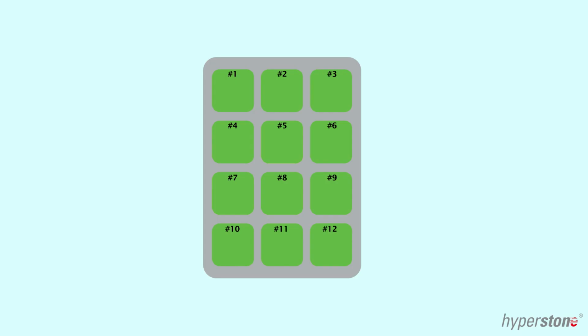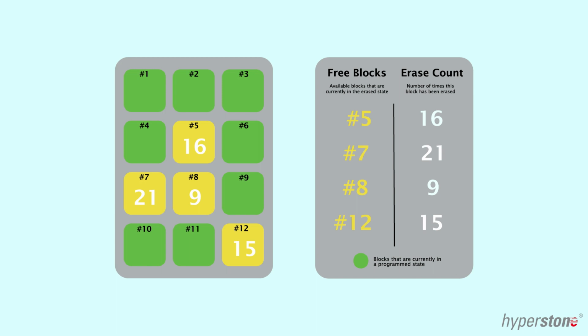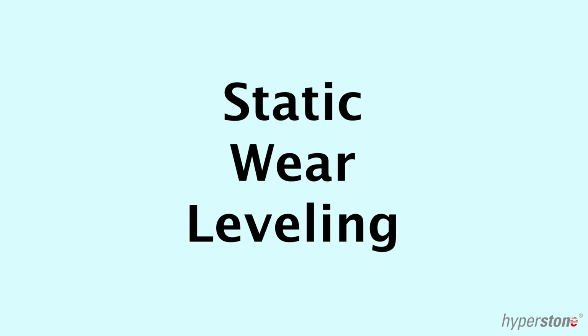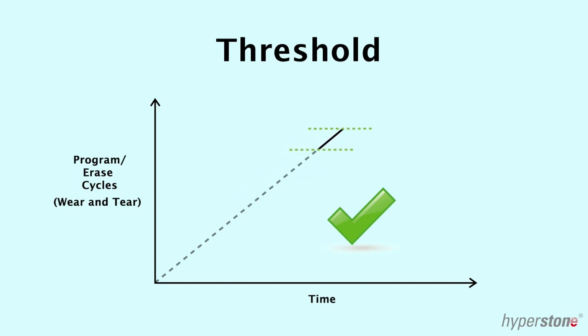So what's dynamic wear leveling? Let's say, for explaining purposes, that you have an SSD with 12 blocks. Dynamic wear leveling simply makes sure that data is written to the next free block with the lowest erase count. That means data isn't written to the next free block, but the next free block with the lowest erase count. Static wear leveling takes it a step further and uses a threshold, which isn't so much a limit, but a ballpark range which all of the block erase counts have to stay within.